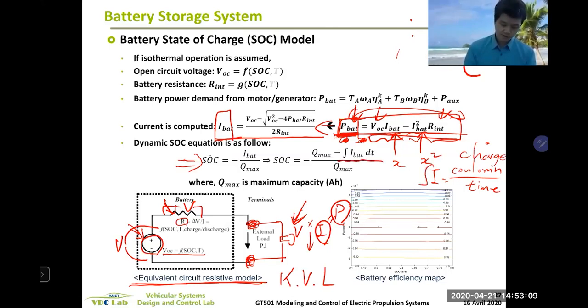And this is what that is. Or by that definition, if you take the derivative of state of charge, then it's current divided by battery capacity, okay? And if you take the integral of that, then you get this equation, okay? So that's how you compute state of charge.